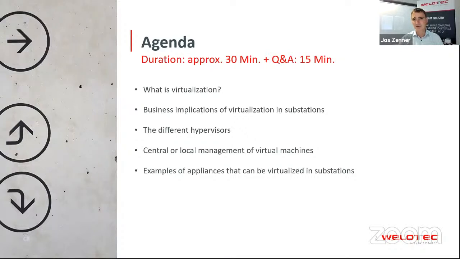The event will take around 30 minutes, and we are talking about what is virtualization, what kind of business implications you have, then that you need hypervisors for virtualization and what kind of different hypervisors there are, how to manage virtual machines. There is the possibility of central and local management. And then we go into a few examples and appliances that can be virtualized for substation automation, but also for OT security within substations.